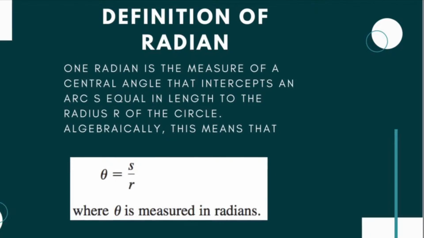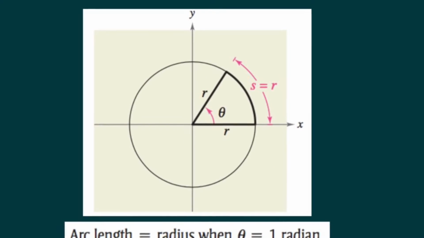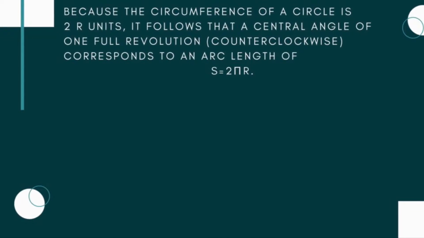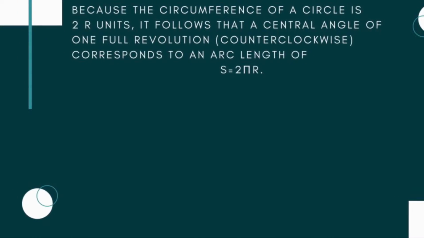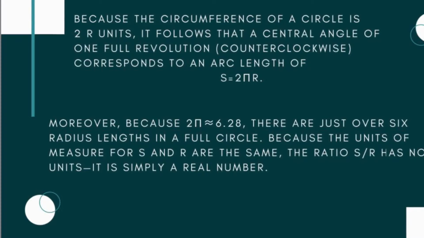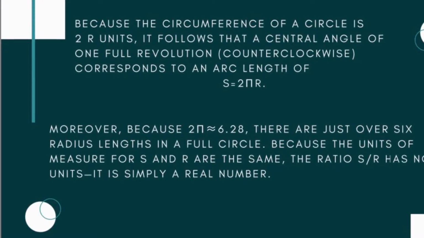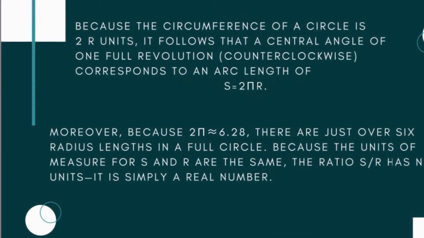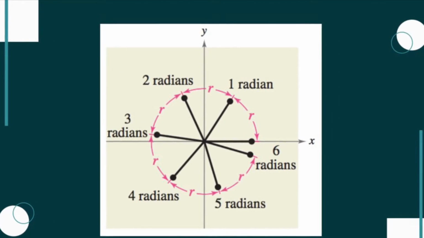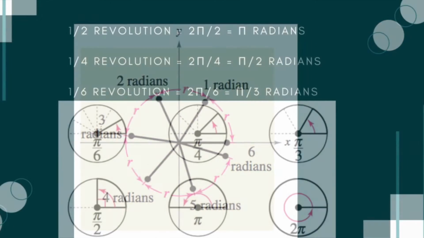Algebraically, this means that the measure of an angle theta equals s over r, where theta is measured in radians. Because the circumference of a circle is 2 pi r, it follows that a central angle of 1 full revolution counterclockwise corresponds to an arc length of s equals 2 pi r. Moreover, because 2 pi is approximately 6.28, there are just over 6 radius lengths in a full circle. Because the units of measure for s and r are the same, the ratio s over r has no units. It is simply a real number.